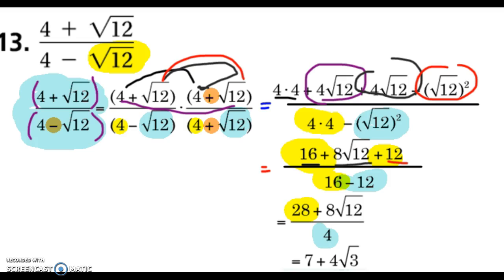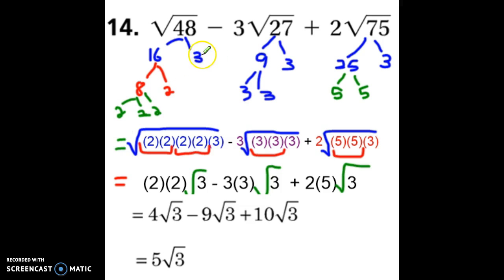And I notice right away that 28, 8, and 4 all divide by 4. That's how I got 7 plus 4 square root of 3. In problem number 14, I'm going to subtract and I'm going to add.